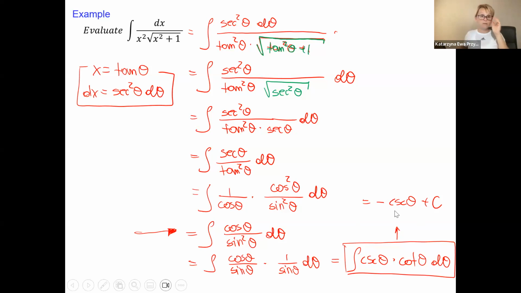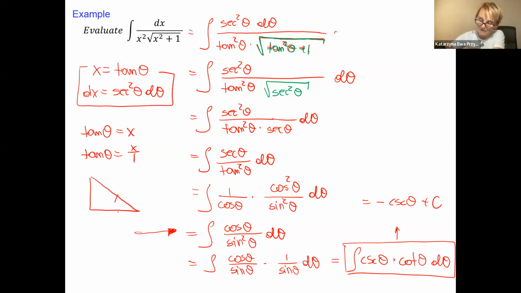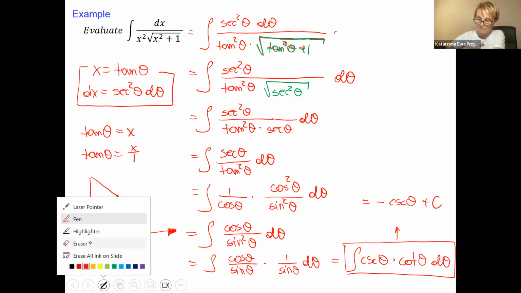Perfect. The only step that we have to do, which is actually my point, is to rewrite in terms of x. That means we have to know what cosecant theta is in terms of x. What we know is tangent theta is just x, or maybe even better, x over 1, the ratio. And we will use the triangle method as a help.